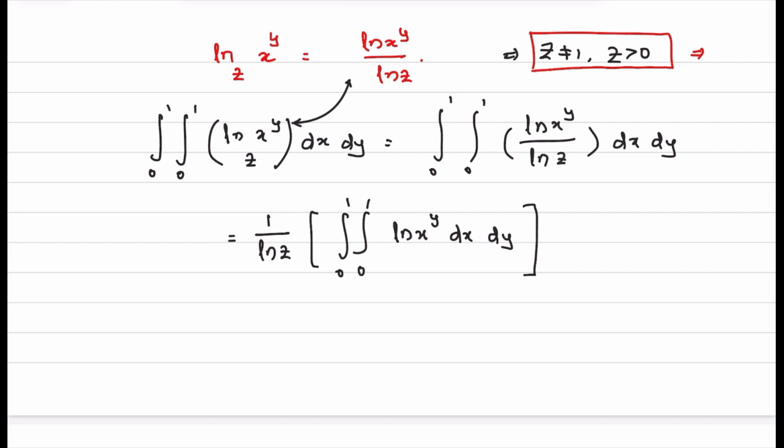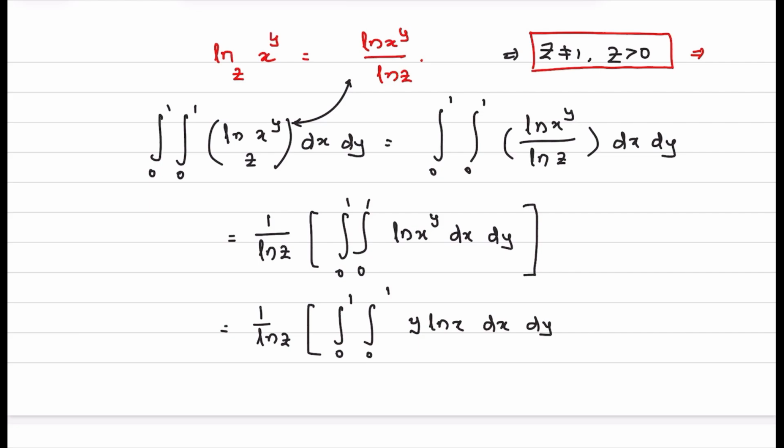Ln x to the power of y can be written as 1 by ln z. 1 by ln z we have taken out because dz is not there. Differentiation we will do separately. We are calculating only the integral here. Integral 0 to 1, ln x to the power of y is nothing but y into ln x dx dy.